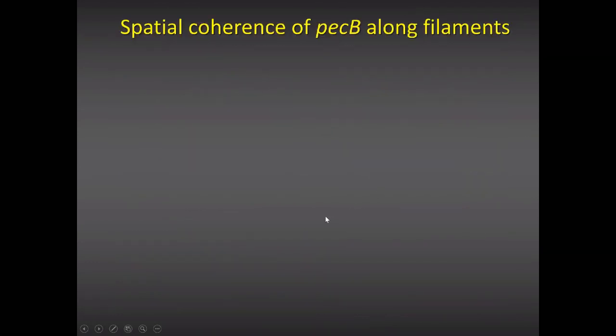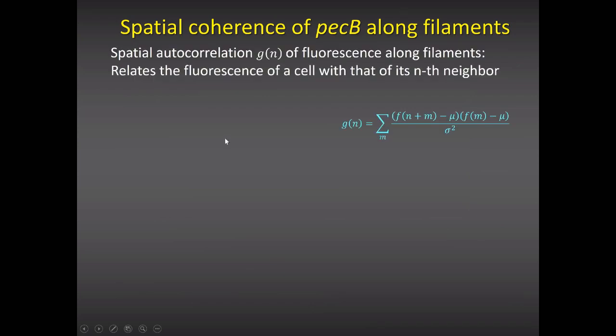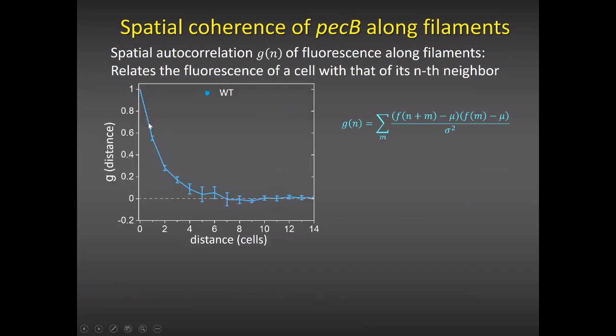So in order to study the spatial correlation along the filament of PECB, we measured the spatial autocorrelation of the fluorescence along the filament by using the autocorrelation function. This function relates the fluorescence of cells with that of its nth neighbor. As seen here in this graph in blue, we measured the autocorrelation function of the wild-type background, and we find that it decays in about 5 cells.